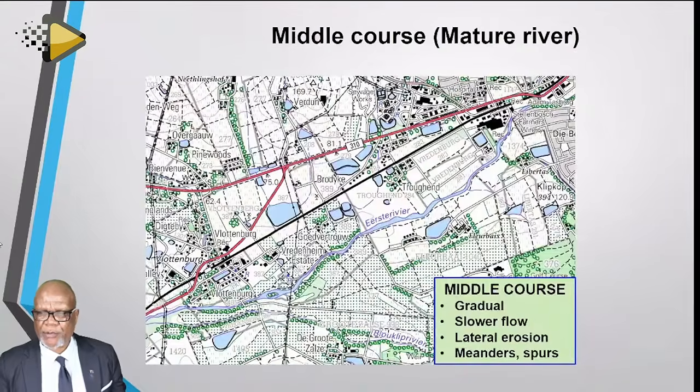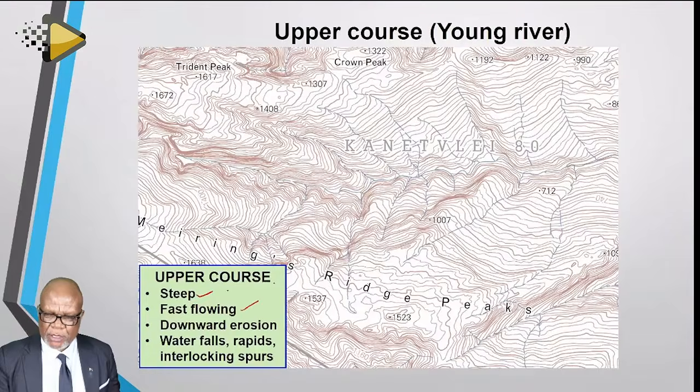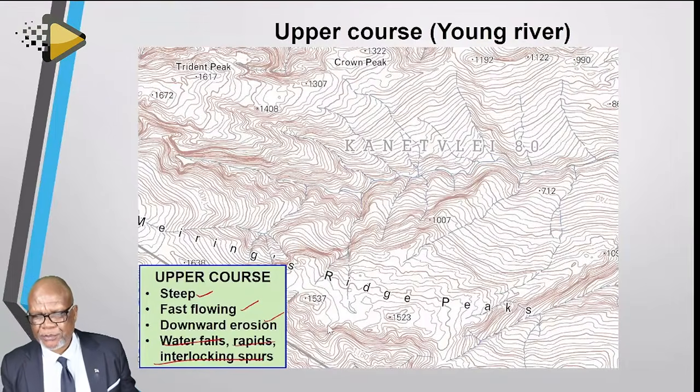And now what we have there. All we see here is contour lines showing that the area is very steep. So this will be the upper course of the river. It is steeper, the water is flowing fast. The dominant erosion here is downward erosion, and the features that you are going to find are waterfalls, rapids, and interlocking spurs.